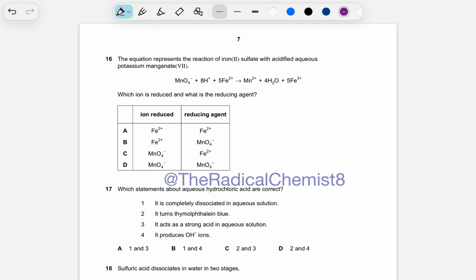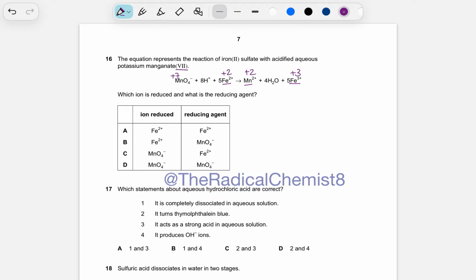Next question. This equation represents the reaction of iron 2 sulfate with acidified aqueous potassium manganate 7. Which ion is reduced and which one is the reducing agent? So first of all, let's calculate all the oxidation numbers. So manganese here is +7. Then iron, it's an iron, so it's +2. Here it's +2 and +3.